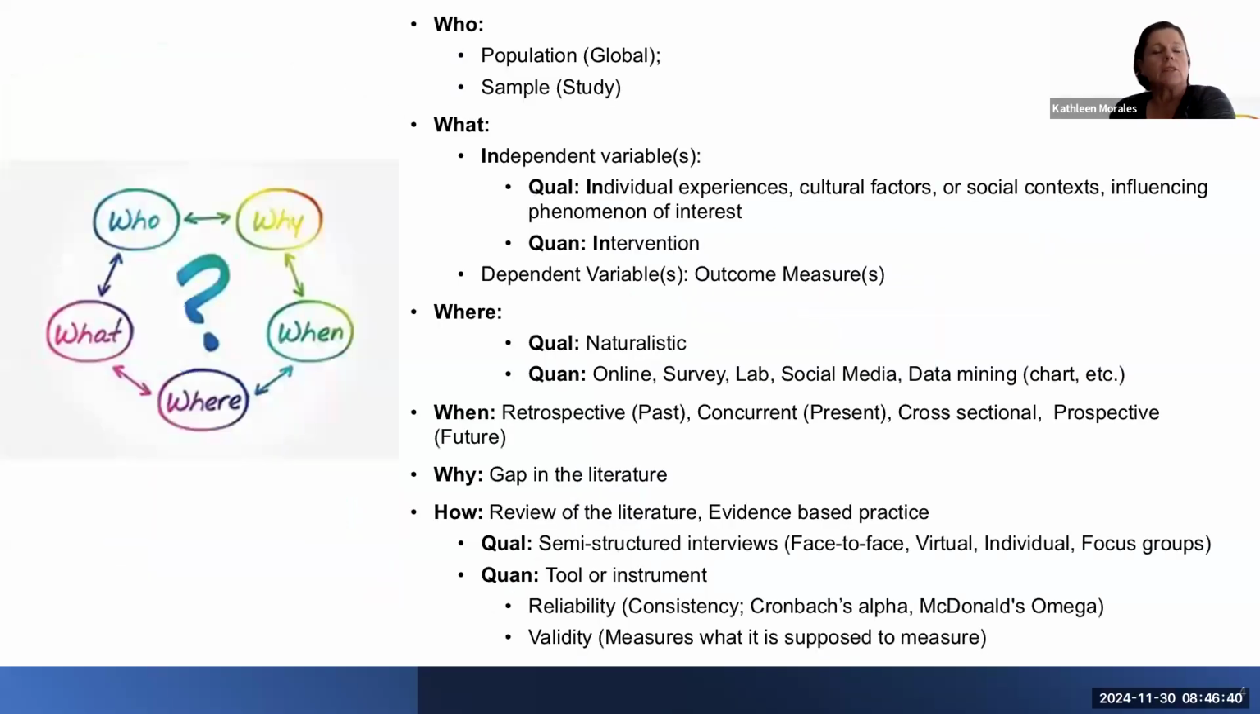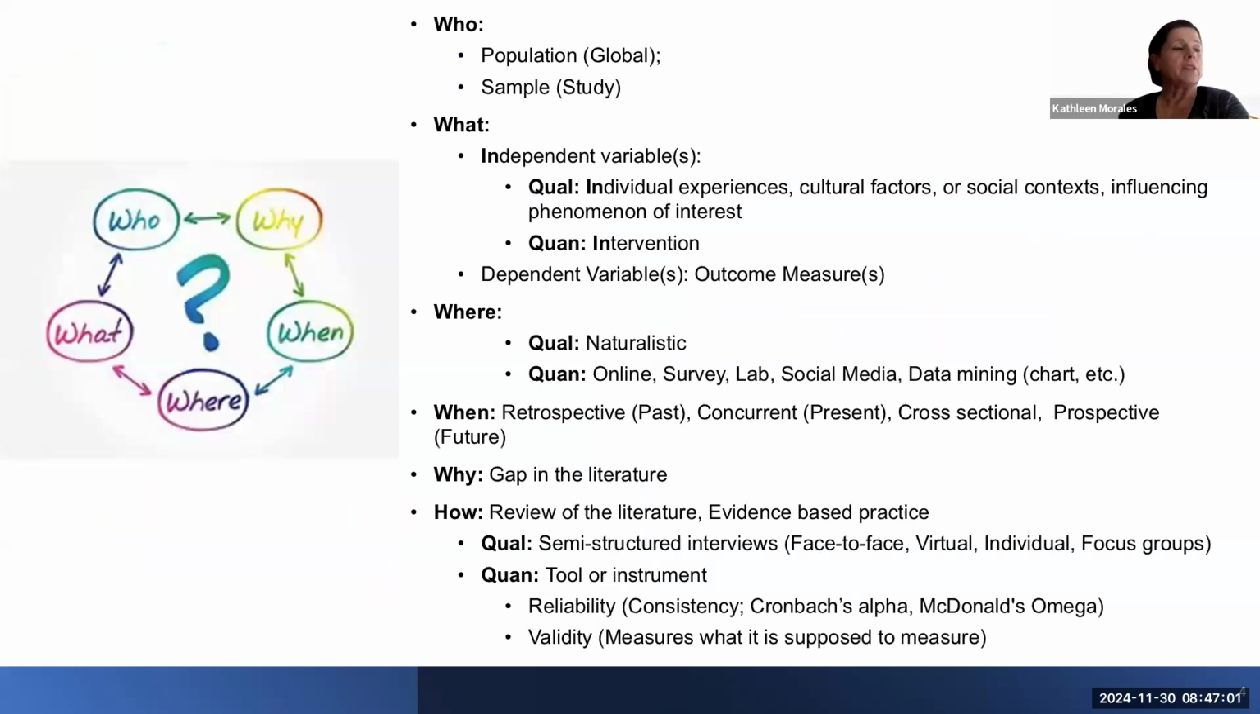Whenever I teach, I like to look at who, what, where, why, when, how to break it down simply. So who, our population, are those globally that share the characteristic. So if we were looking at pre-licensure nursing students, the population are all pre-licensure nursing students. Our sample are those who participate in our study.